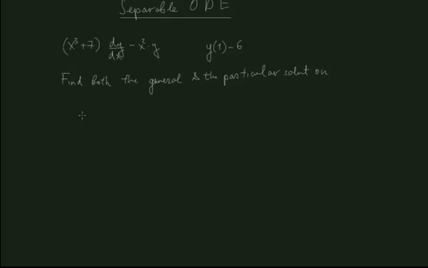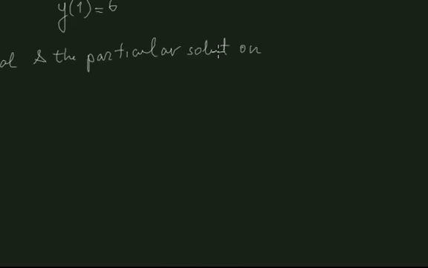Hello guys, today I'm going to show you how to solve a differential equation problem. So I got here a separable first order differential equation, and it has an initial condition which is y of 1 equals 6, and we have to find both the general and the particular solutions.